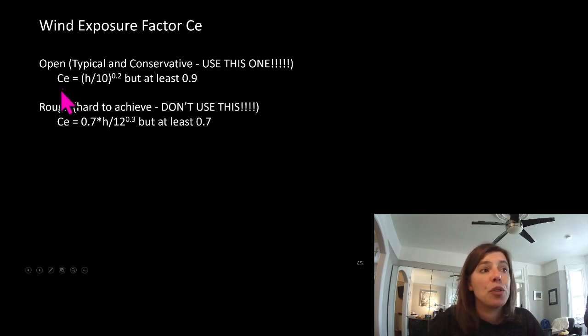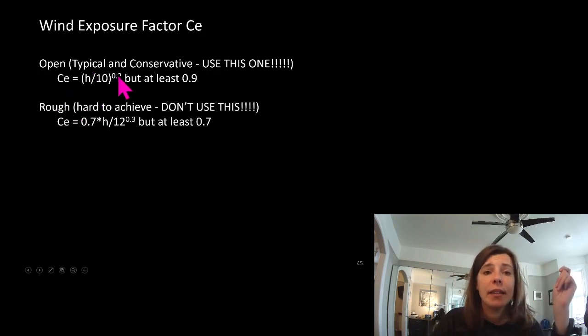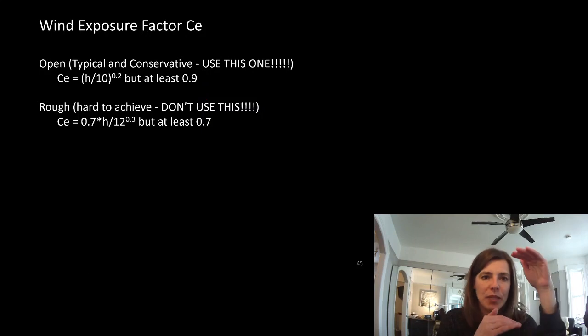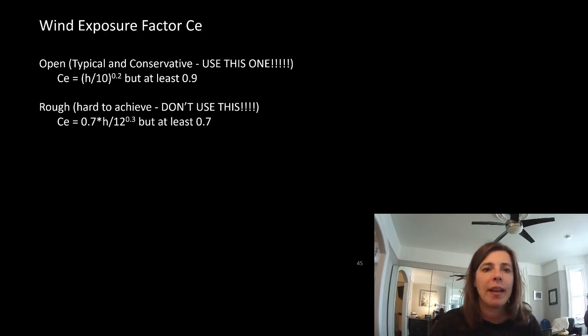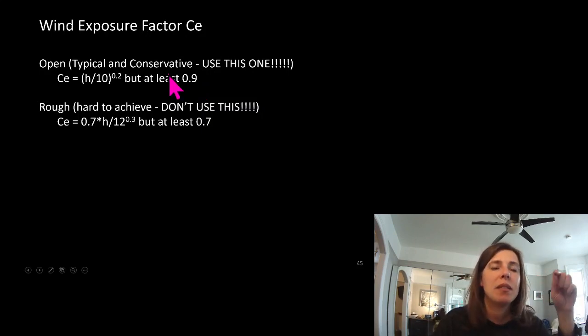So that is your exposure factor, and look, it's based on height. So it's the height divided by 10 to the 0.2. But it has to be at least 0.9. So we don't go lower than 0.9. If your building's only this high, doesn't matter, 0.9. If it's a building for ants, we're still going to use 0.9.